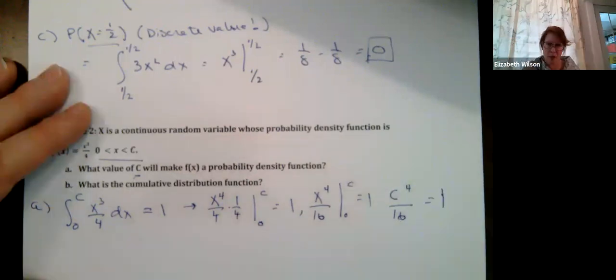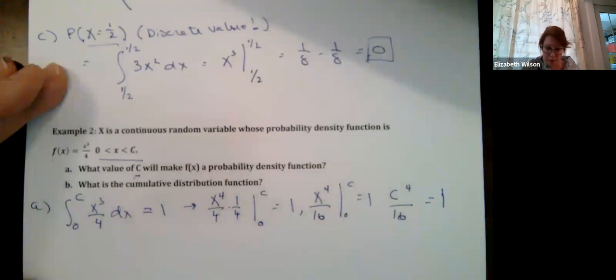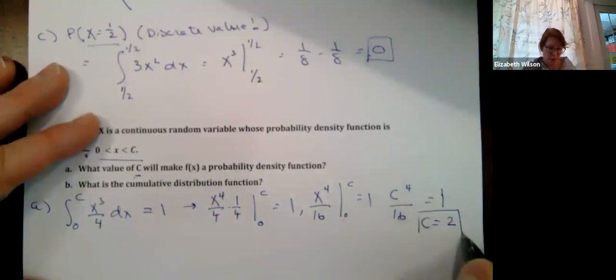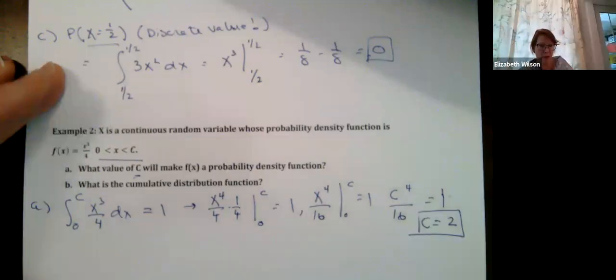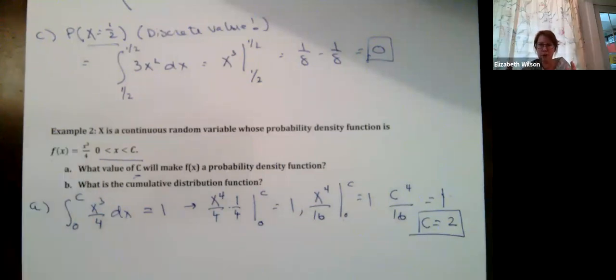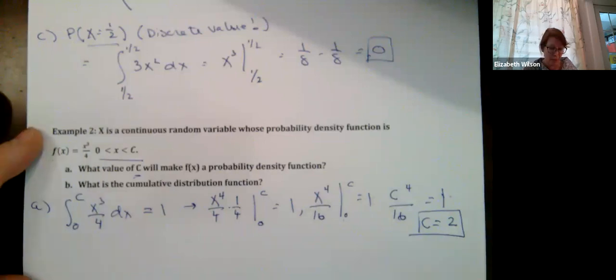Okay, now I'm just going to solve for C. Multiply both sides by 16, take the 4th root. I'm going to find that C is equal to 2. So if I go from 0 to 2, given this probability density function, the area under that whole curve is going to be equal to 1, which is going to make it a valid PDF. Okay, so C is going to equal 2.